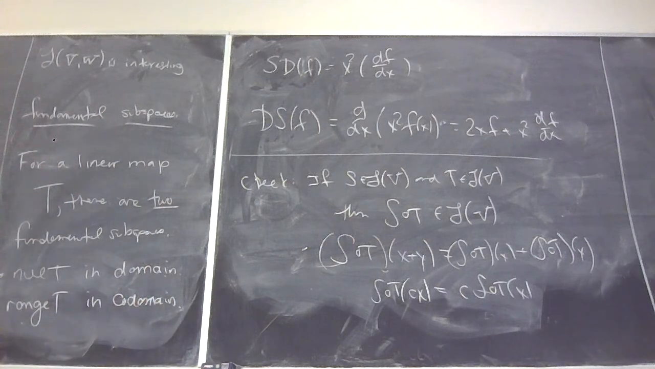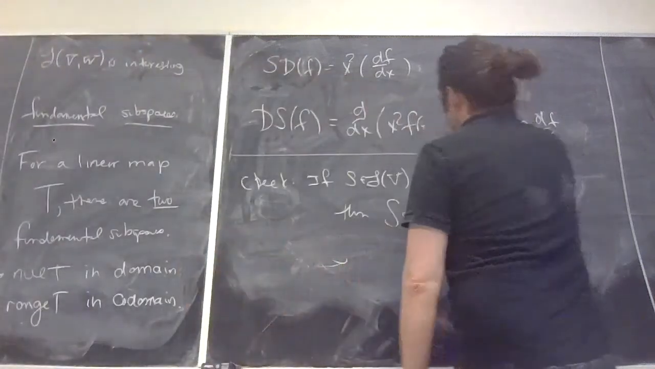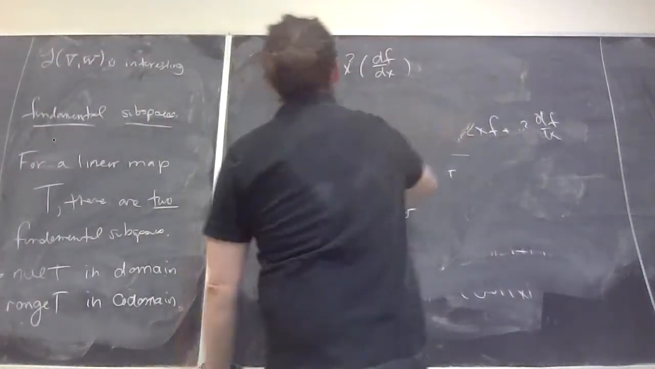Before I go on, the word codomain is something you may not have seen before. Can anybody tell me what a codomain is? It's the space in which the range lives, I guess you could say. Why do we make a distinction between the range and the codomain?